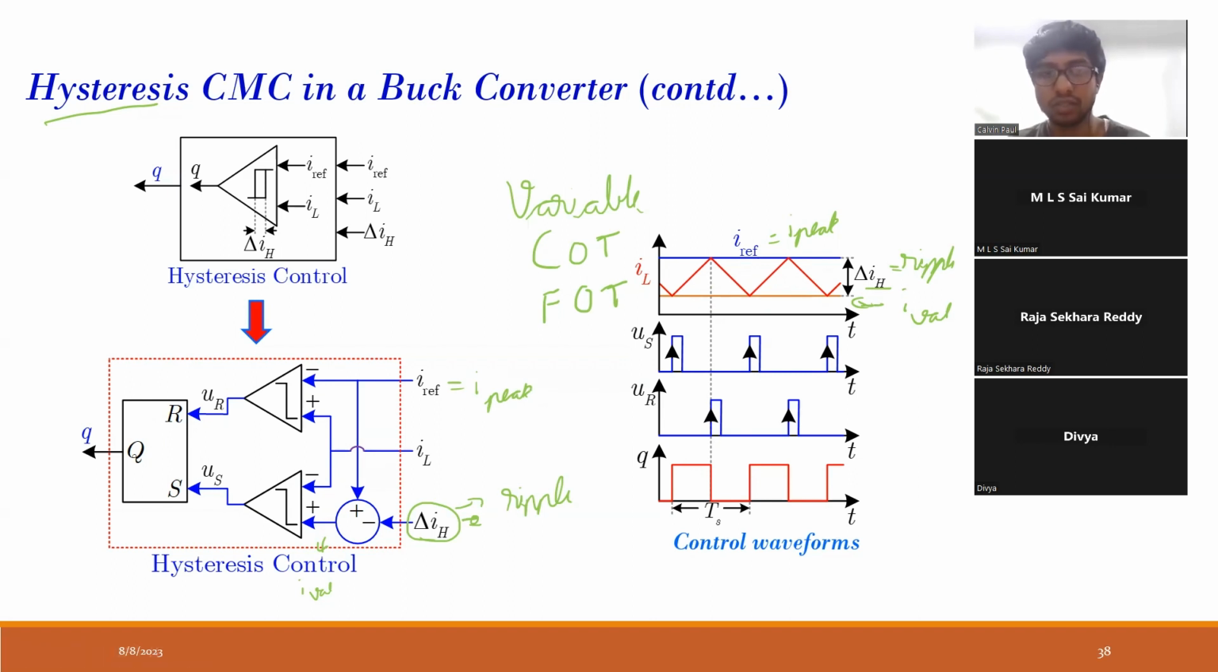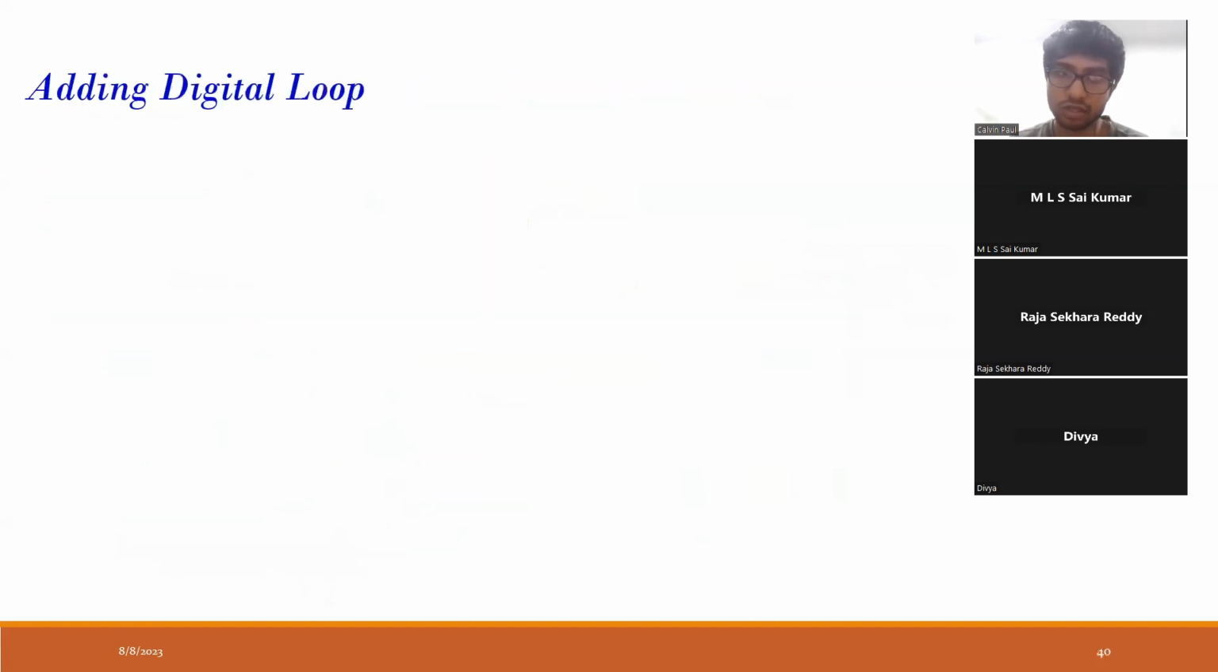Any doubts in this hysteresis current mode control? This is a very layman method, a simple method. If you ask someone how you want to control something, they say when it tries to go above some particular value, you turn it off. When it tries to go below some certain value, you turn it on. This hysteresis control was used in our previous refrigerators. Oh, sorry, not refrigerators, air conditioners. Okay. So I'll proceed further.